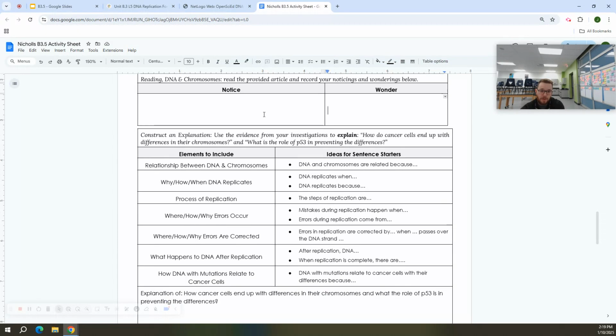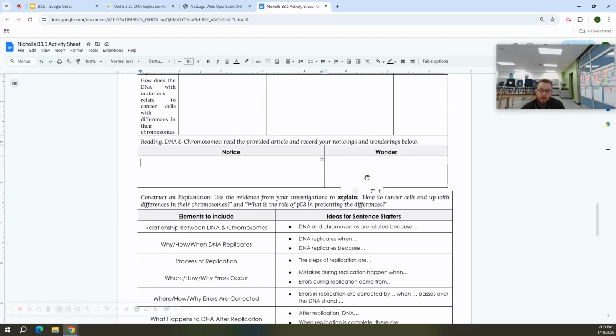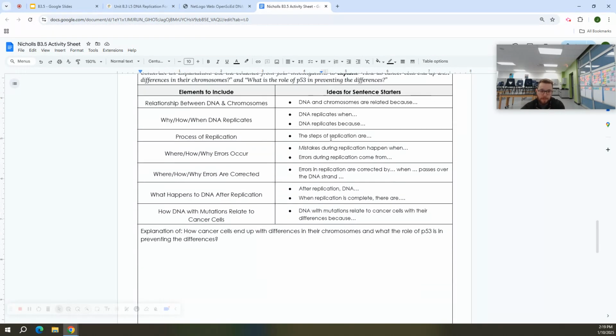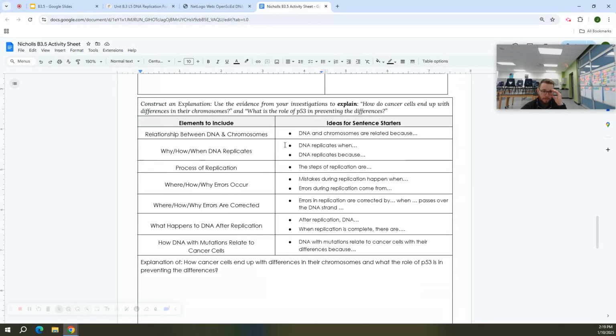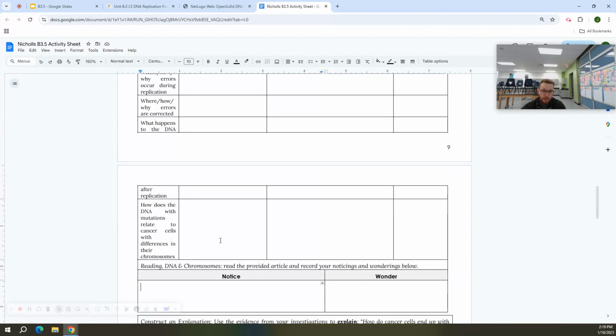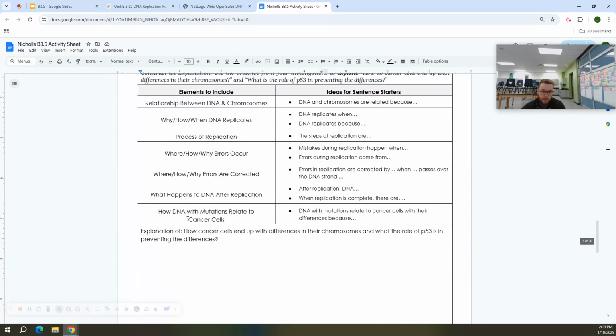Okay, and then there are also notice and wonders here from that reading that you can fill in. That will also help you complete this checklist. So now in our explanation, like I said before, you are going to explain how cancer cells end up with differences in their chromosomes and the role of p53 in preventing them. These are the elements you need to include. These are the same elements that I had up here. These are sentence starters to help you in developing your explanation.